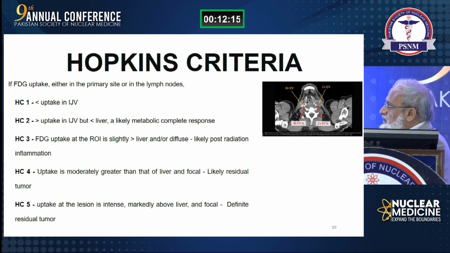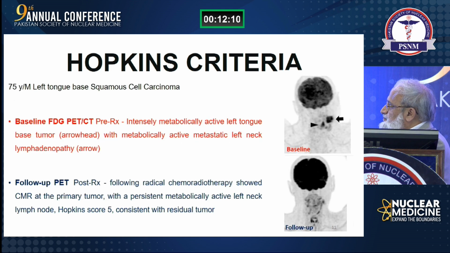So in these 3 will be post-therapy changes, and these 2 will be residual disease. Just to help you understand what I have already enunciated, in the baseline scan you can see the primary tumor, and lymph nodes which are present, it's an FDG image, and metastasis. After a certain time, when the radiochemotherapy has been completed, you can see there is complete resolution of the tumor here, but the lymph nodes are still positive.